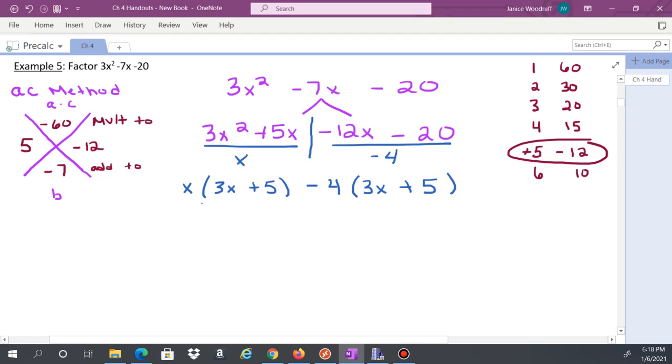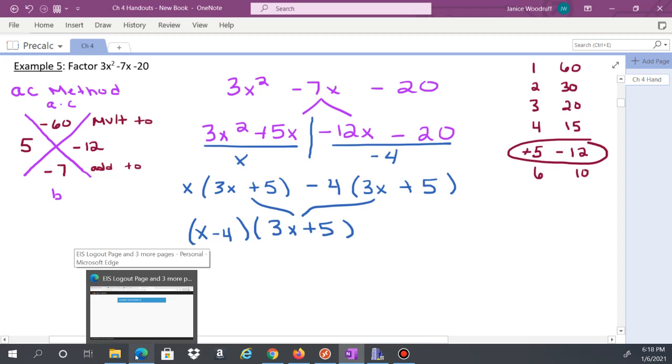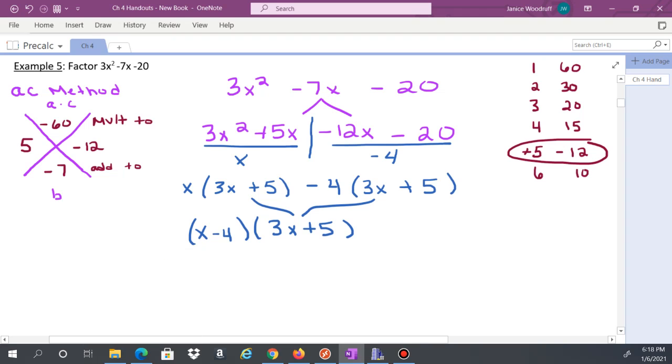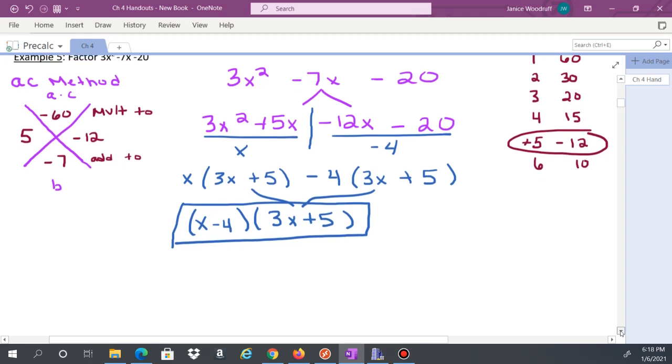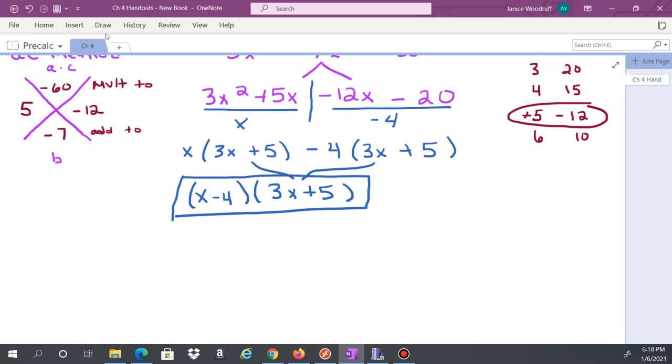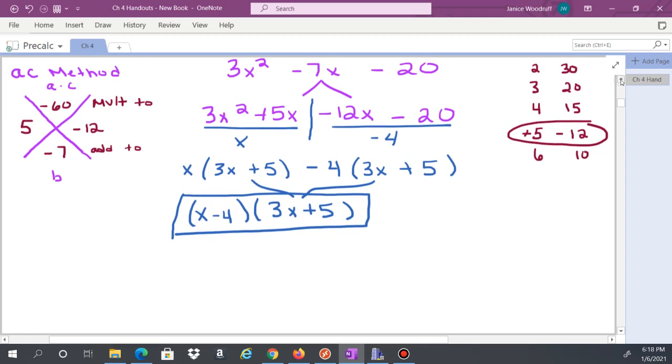And then you have your two factors. You have x minus 4, and you have 3x plus 5. You write that one once. Okay, so that's your AC method, or whatever you want to call it. Well, let me write this down for the mistake method.